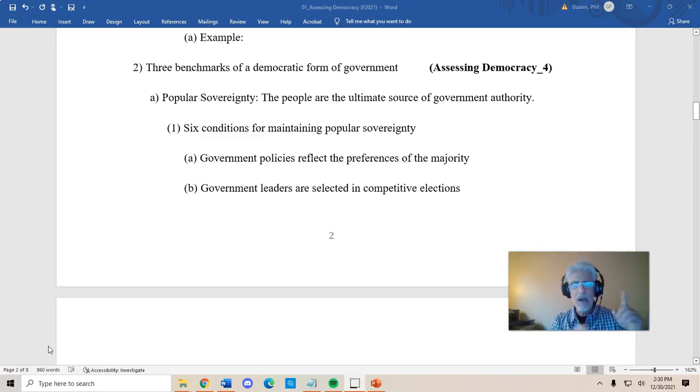So it's important to keep in mind that not all our leaders are elected in competitive elections, but we have the ability to hold our leaders accountable if they put someone in one of those positions who's doing a terrible job.